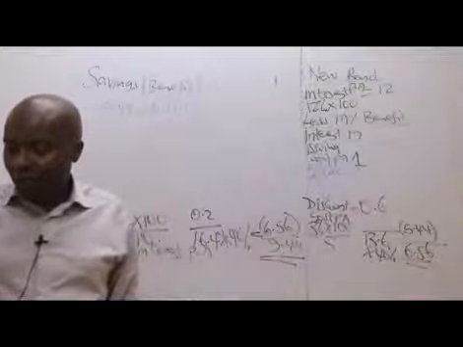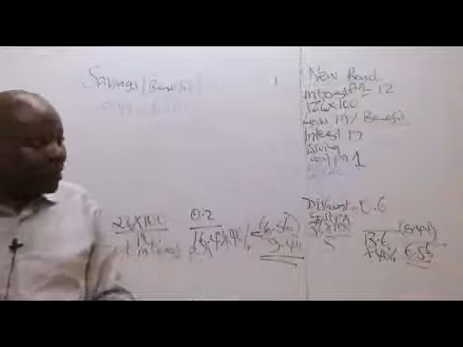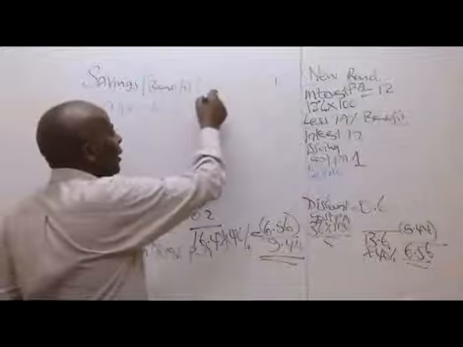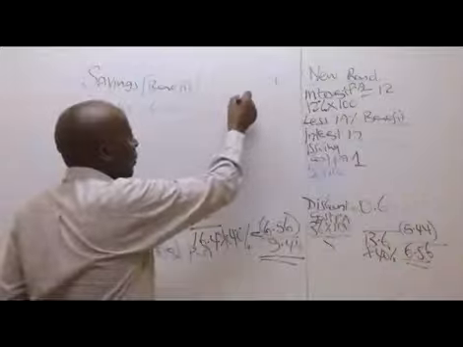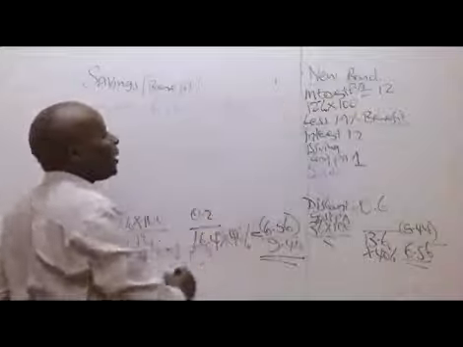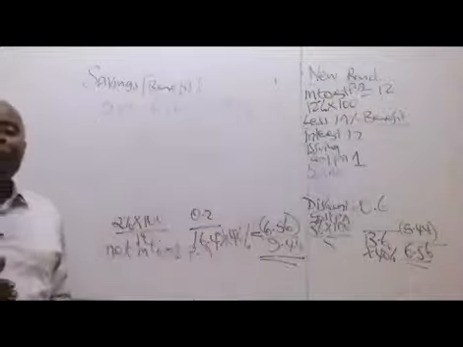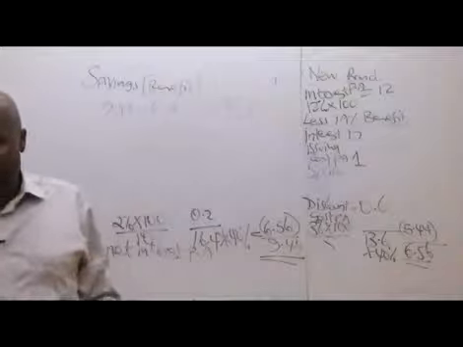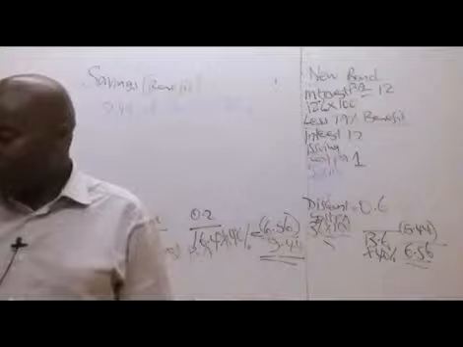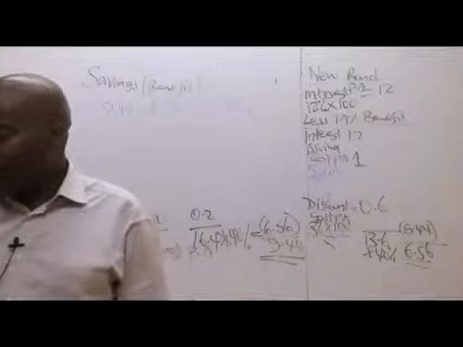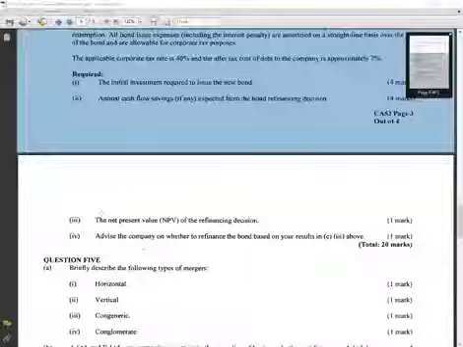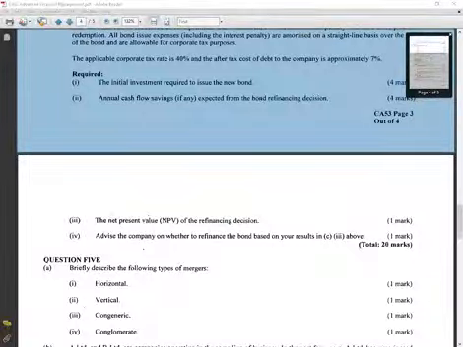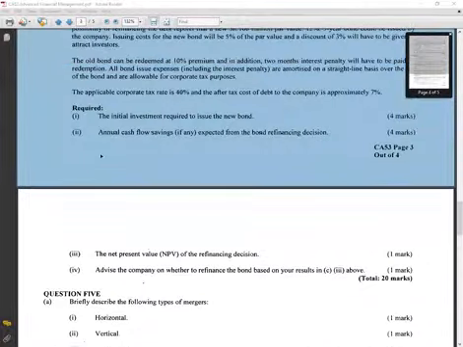Carol tells me that the net benefit will be 2.88. Now I want you to listen to me very well. This 2.88 is per annum, a benefit on an annual basis. And that is why you are seeing in Roman 3 that they're asking you to calculate the net present value of the refinancing decision.